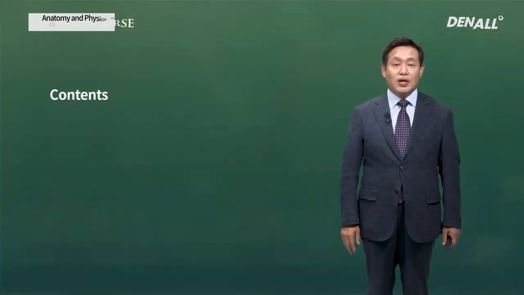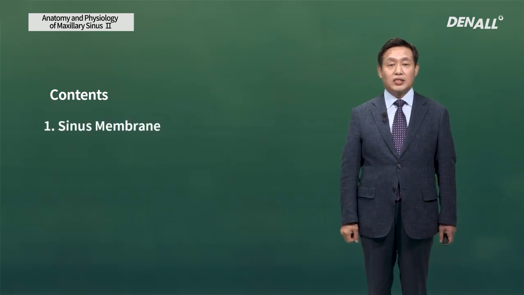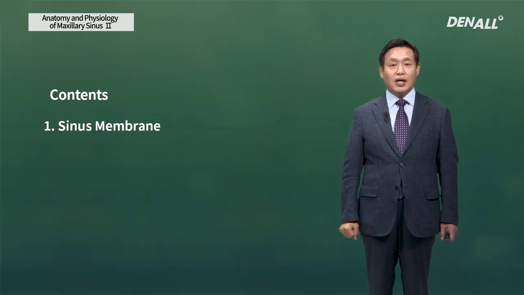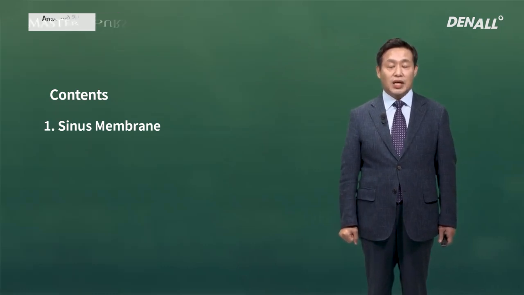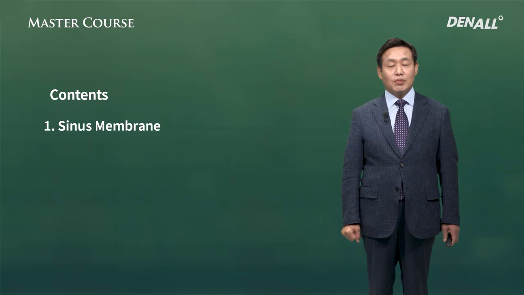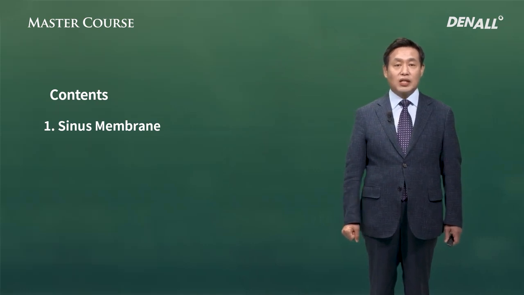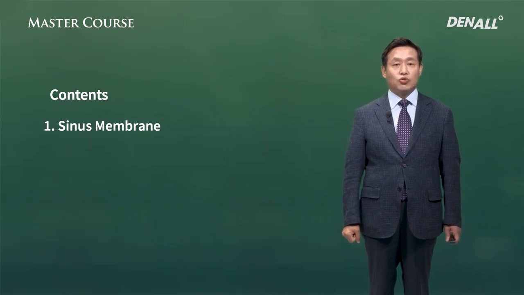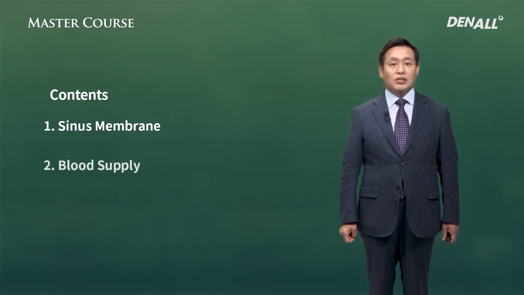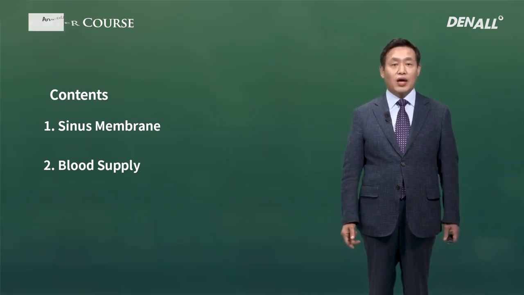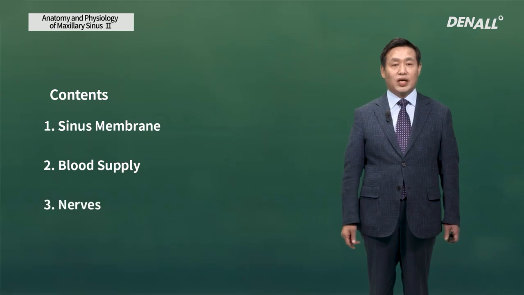Let's summarize what has been discussed today. Through today's lecture, I focused on the sinus membrane. It maintains the physiological status in the sinus. It is the most important thing when it comes to the physiology of the sinus. To maintain the function, maxillary ostium patency should be maintained. Second, we are concerned about bleeding during surgery, so maxillary blood supply and nerves have been discussed.